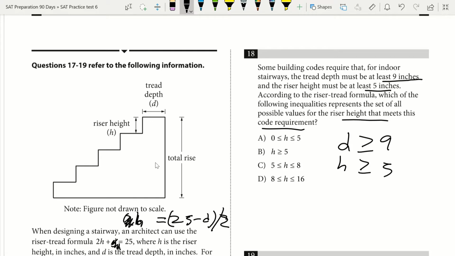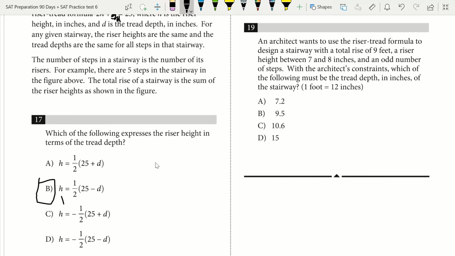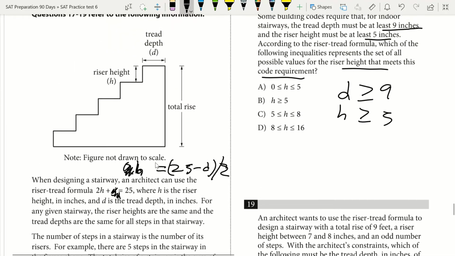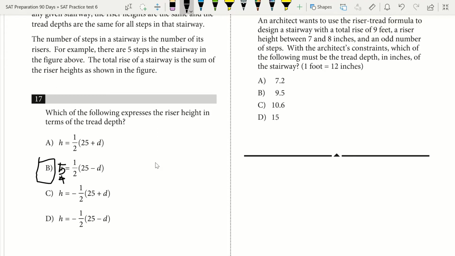Okay, well, what we're going to do here is we know H has to be at least 5. So we're going to use this equation down here that we just made. Okay, if H has got to be equal to 5 or greater, we can put a 5 in there. Now we know that D's got to be less than 9, I believe it said. Okay, or D's got to be greater than 9. Okay, so D has to be greater than 9. So if our depth has to be 9 or more, then we're going to have 25 minus at least 9, which will leave us with 25 minus 9 is going to be 16. 16 over 2 then would be 8, right?